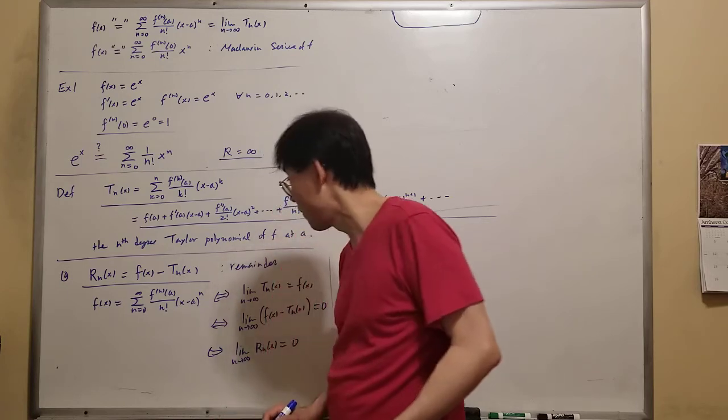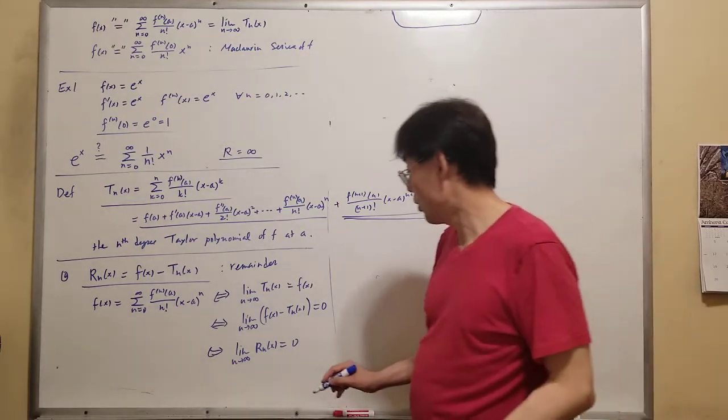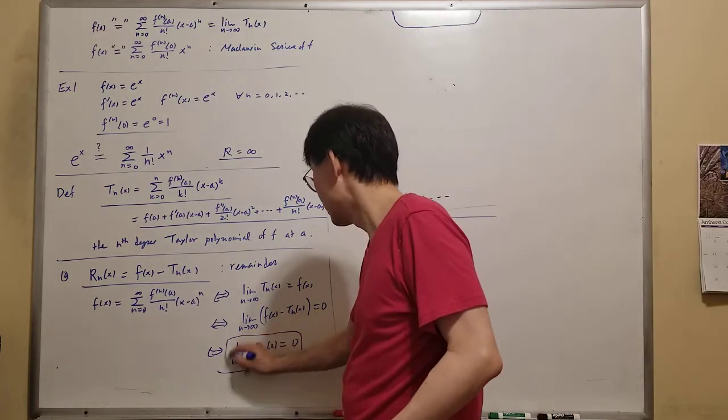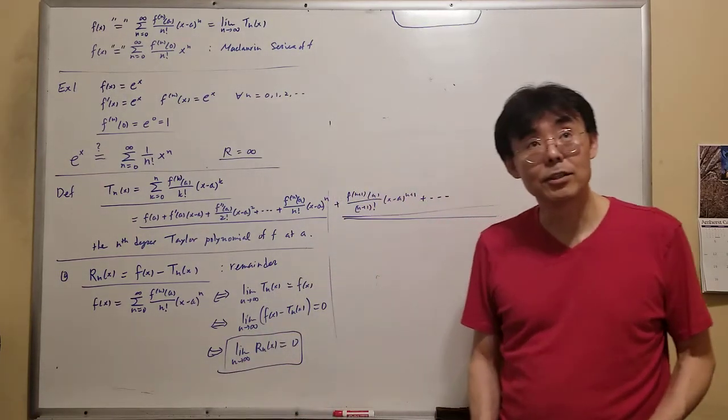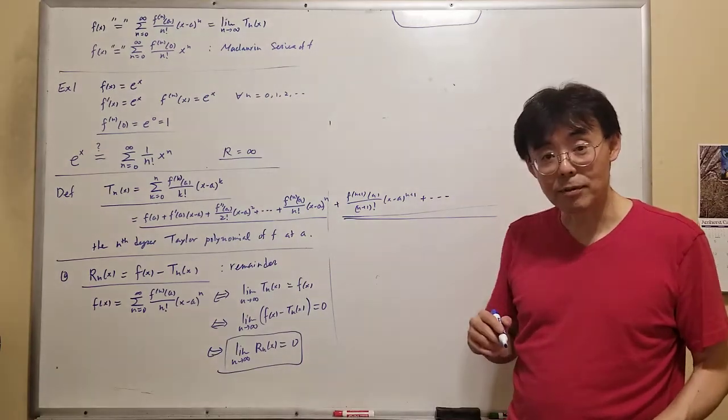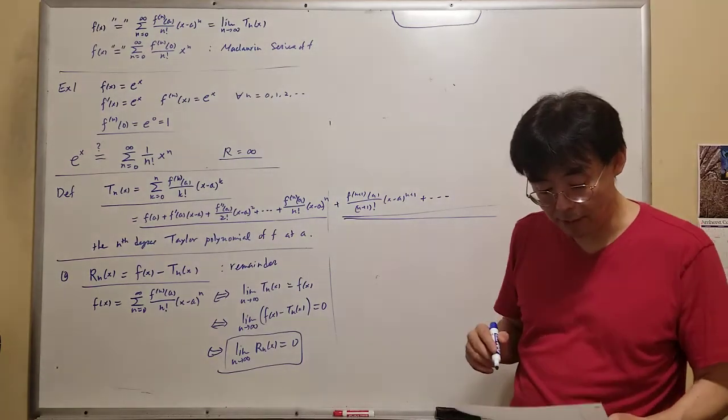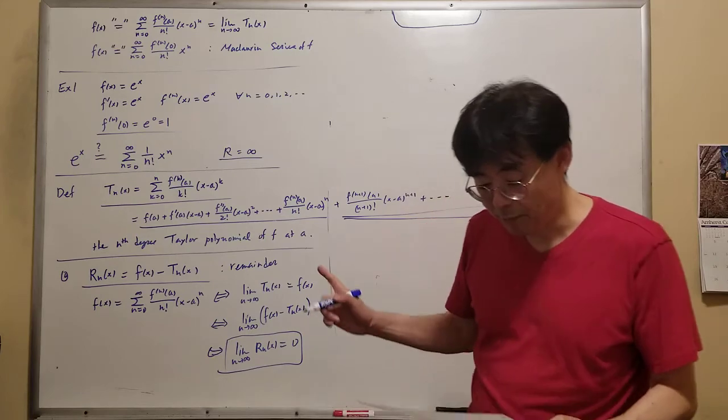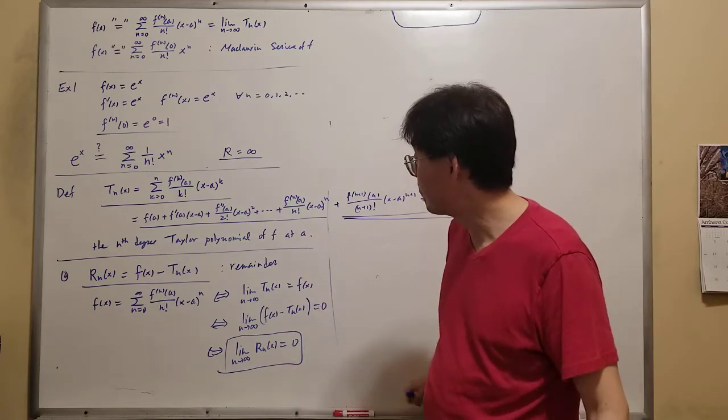Going to 0. So we want to show that the remainder of the Taylor series expansion goes to 0. That's what we want to show. Okay? This is the remainder of the Taylor series of degree n.